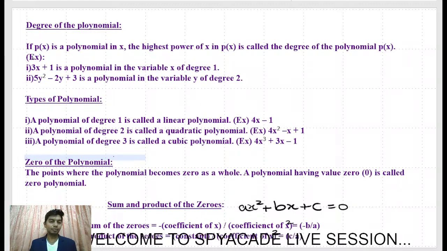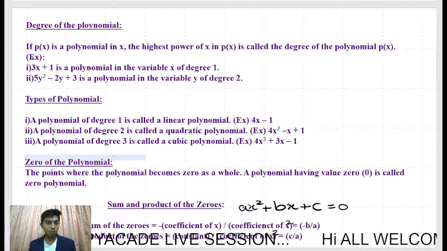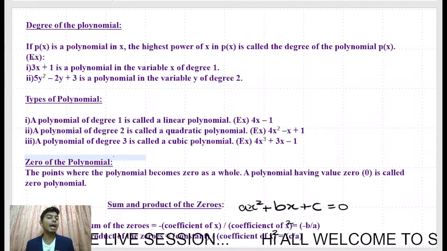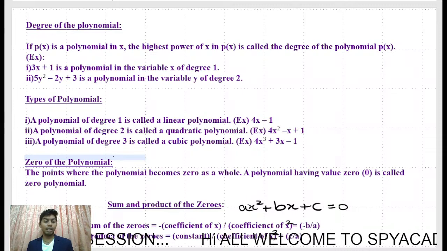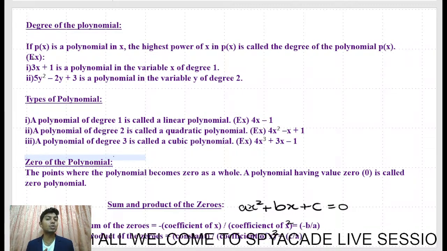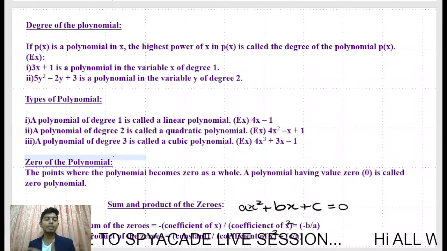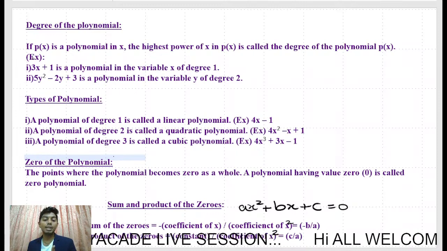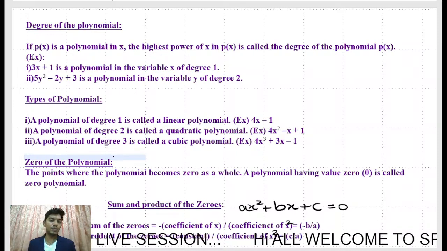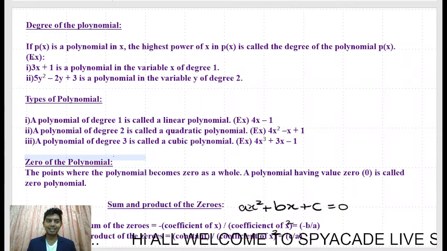So far, what definitions have we learned? We have learned what is meant by a polynomial, what is the degree of the polynomial, the types of polynomial based on its terms and based on its degree, what is the zero of the polynomial, and the fifth one is sum and product of the zeros. Right, very good. Let's move on to the problems.